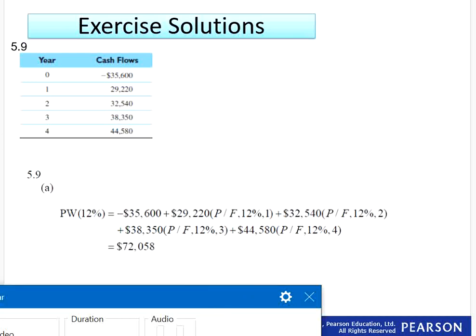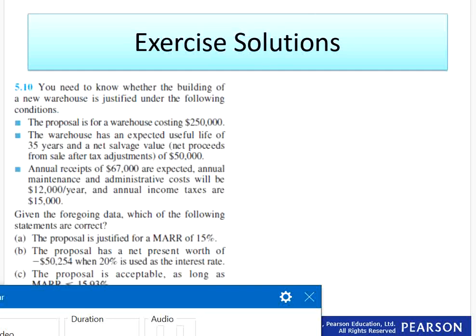Yes, now we'll go to the next question, which is 5.10. Again, it is very similar. You can solve it by yourself and practice it. We have the initial cost given, expected useful life of 35 years, salvage value given, annual receipts 67,000, annual maintenance and administrative costs are 12,000 per year, and annual income taxes are 15,000.